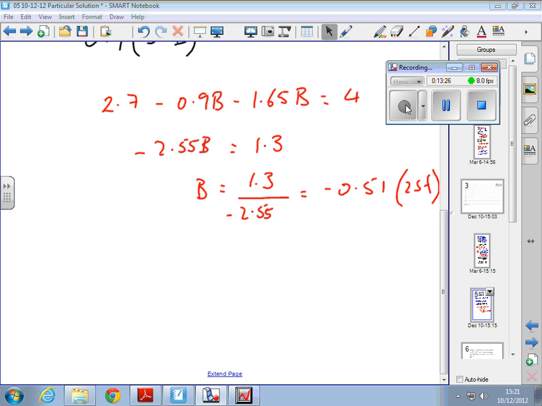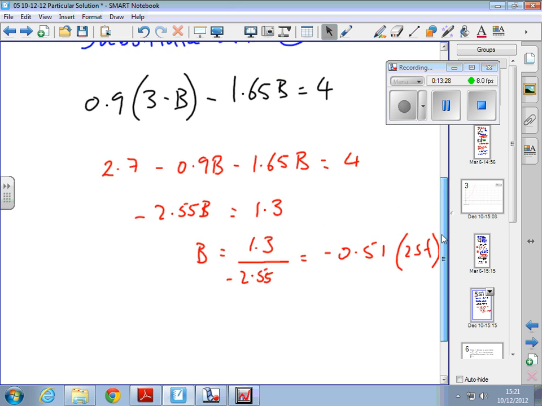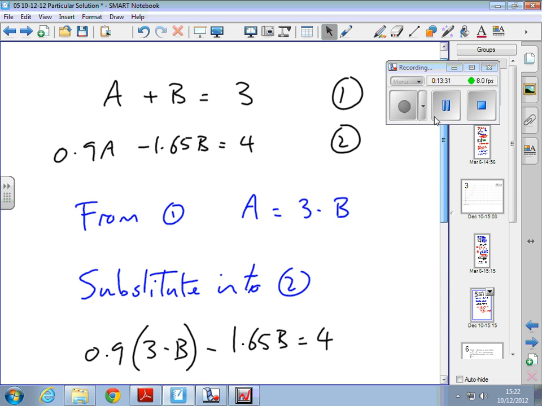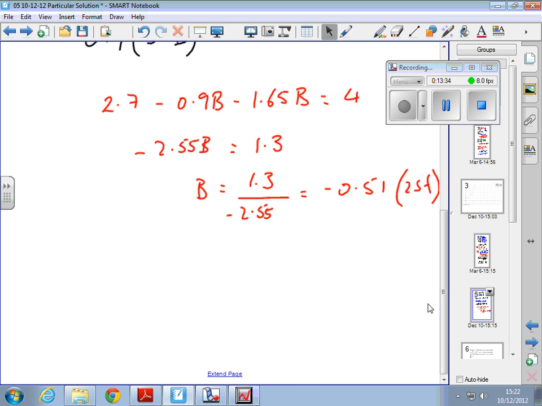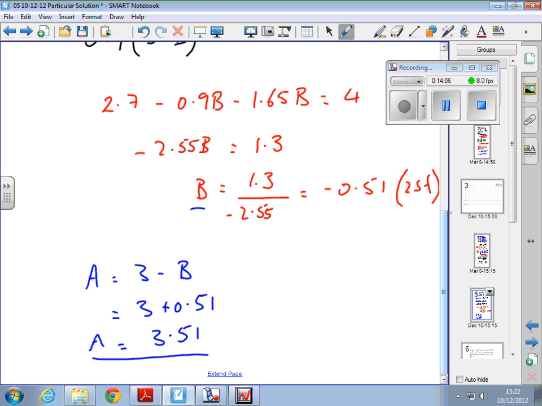Now we've got b, of course. All we've got to do is substitute that back into equation number 1 to find a. So finally, a equals, let's get it the right way around this time, 3 minus b. 3 minus negative 0.51, so it's 3 plus 0.51, 3.51. So a equals that and b equals that.